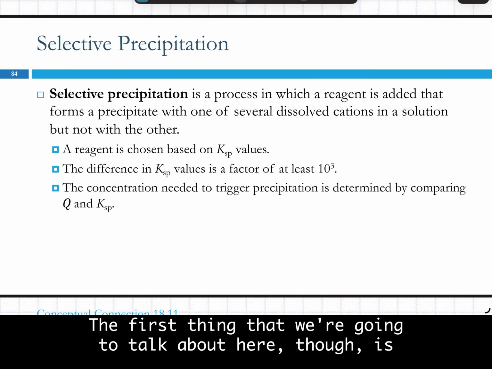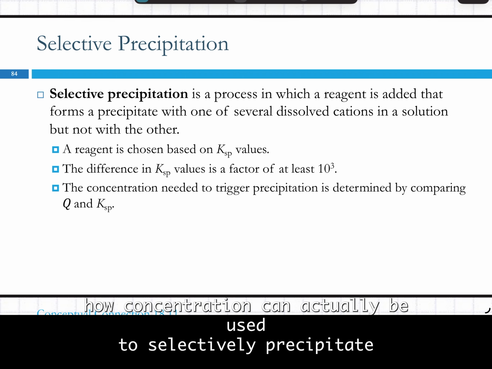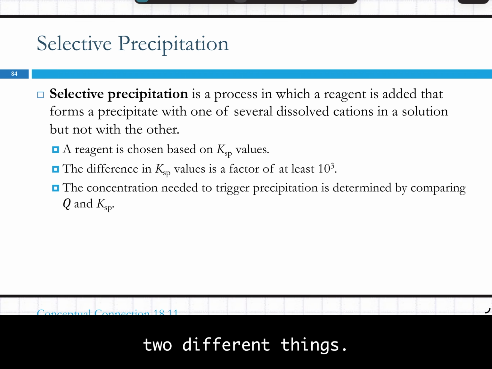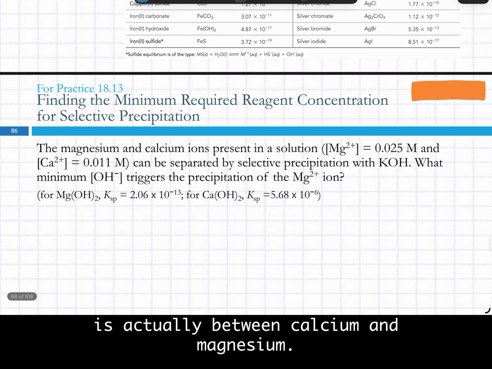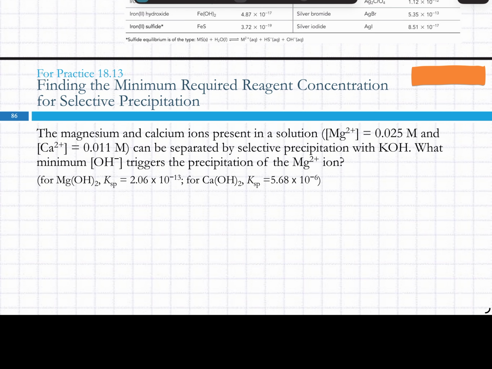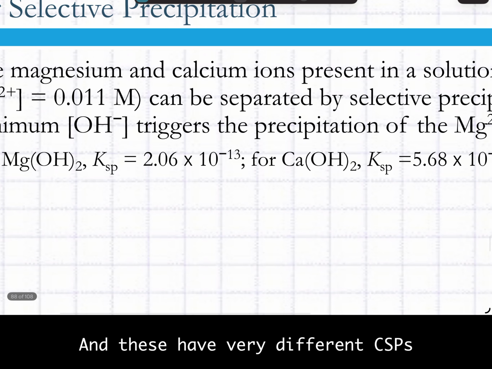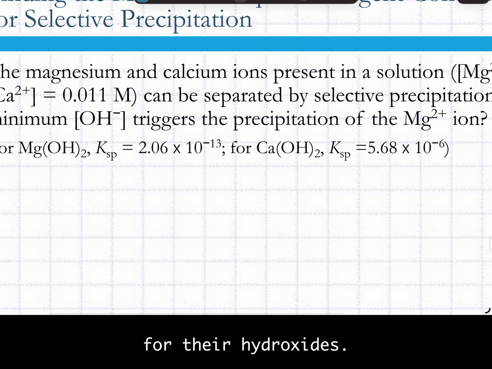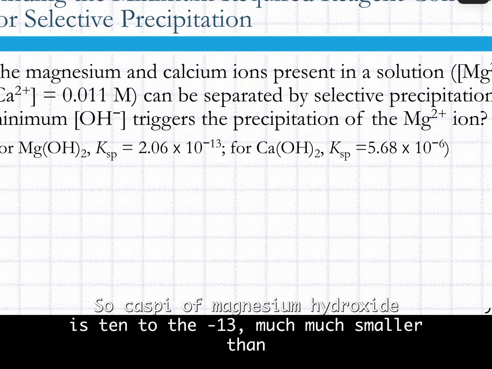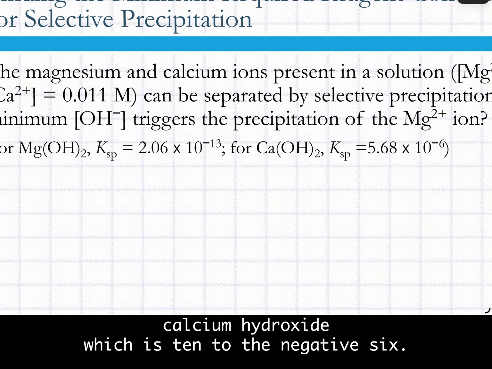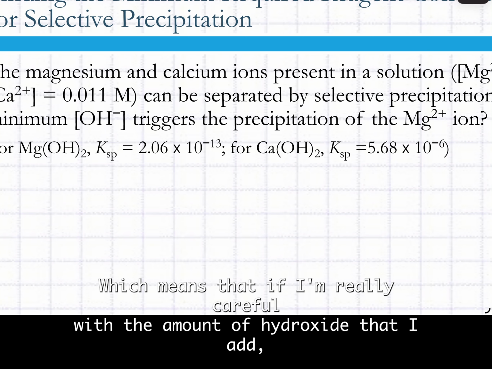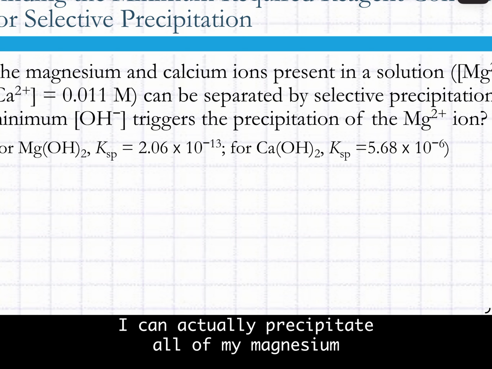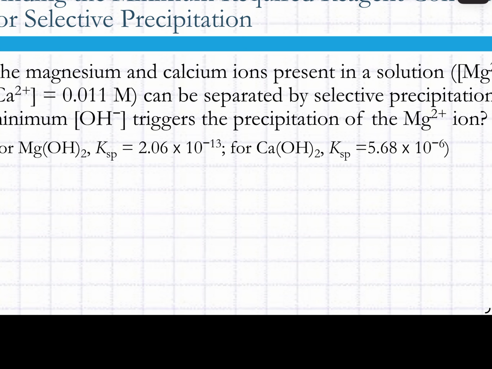The first thing that we're going to talk about here, though, is how concentration can actually be used to selectively precipitate two different things. So one of the first examples that we'll look at is actually between calcium and magnesium. And these have very different KSPs for their hydroxides. So KSP of magnesium hydroxide is 10 to the minus 13, much, much smaller than calcium hydroxide, which is 10 to the negative 6, which means that if I'm really careful with the amount of hydroxide that I add, I can actually precipitate all of my magnesium without really touching the calcium concentration.